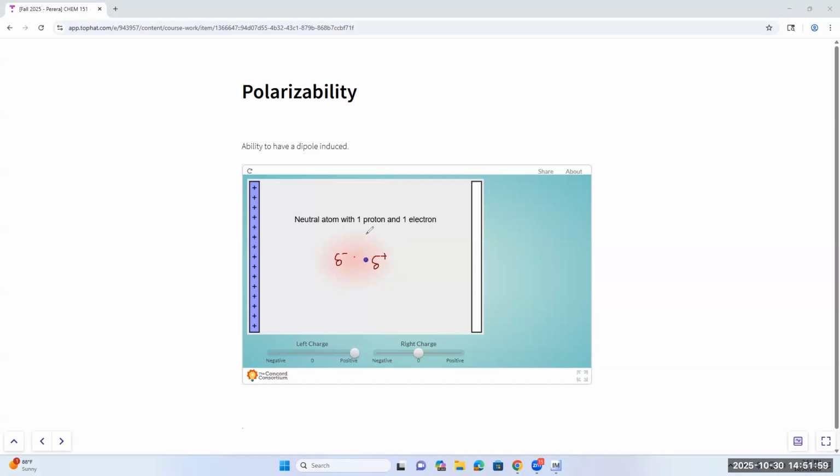So when we have induced partial charges like this, we say that we have an induced dipole. I hope that you made some sort of a note.